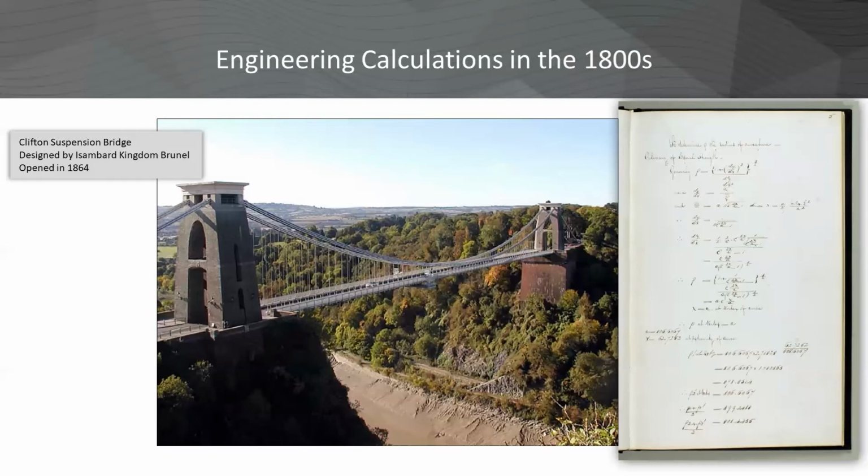This is an example of the Clifton Suspension Bridge in the UK. It was based upon an original design by Brunel and opened in about 1860. And on the right is a photo of a page of one of his calculation notebooks for the same.